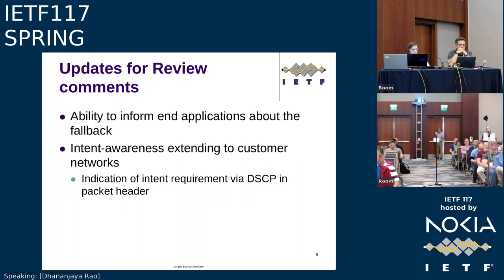We also addressed some comments, as mentioned. A couple of key ones are, Joel, this is probably still the older version of the slides. In the previous version, we had a section on extending the intent-aware routing to customer networks. We received some feedback on that. So if there's fallback, some way to indicate, from the PE onwards, the fact that there has been fallback in the provider network to a different intent path. Also, the ability to allow hosts or applications that are not participating in routing to indicate the intent requirement for flows that they send, typically via setting DSCP in the packet header. So we included that. Next slide, please.